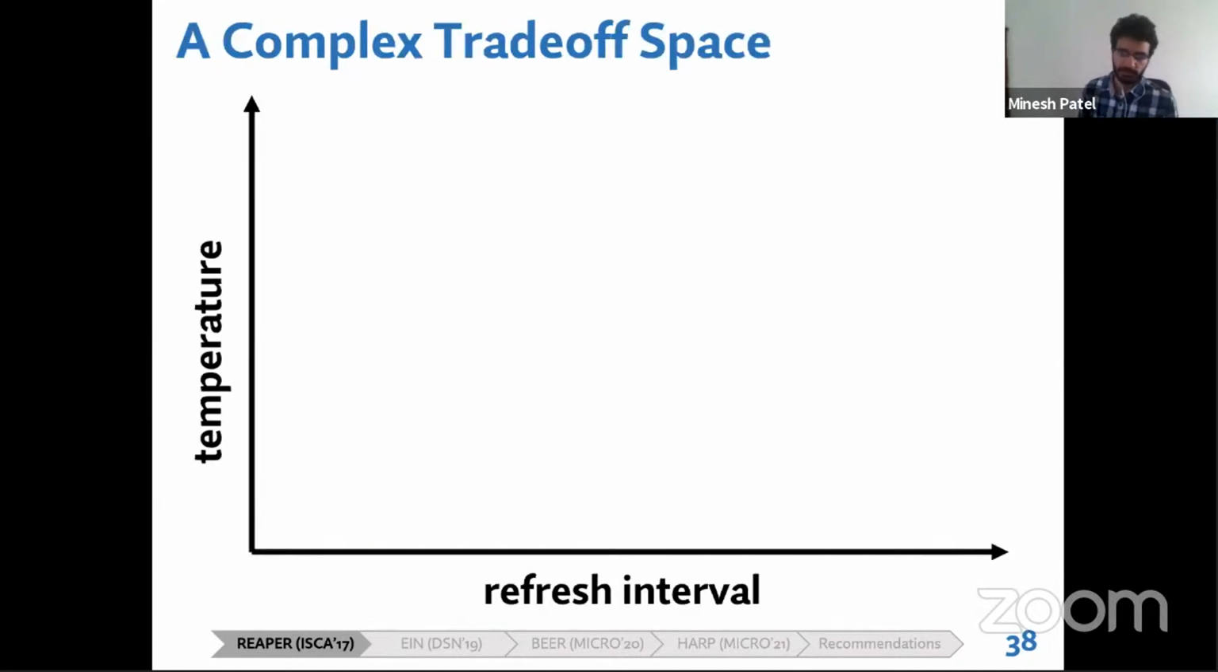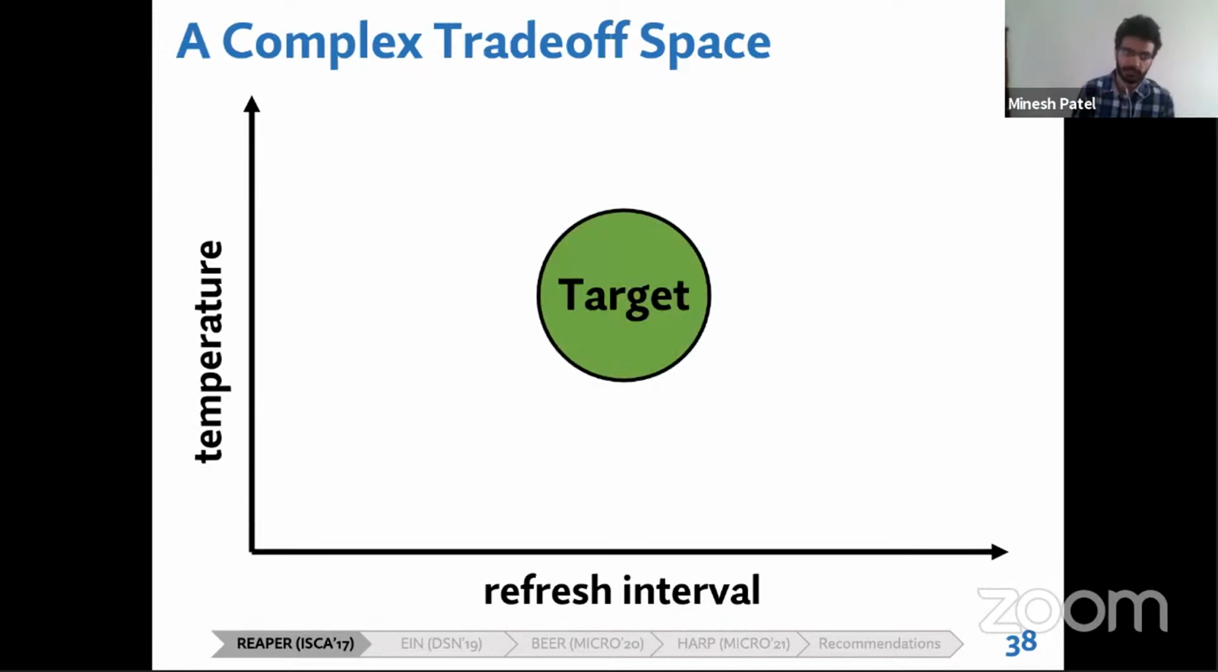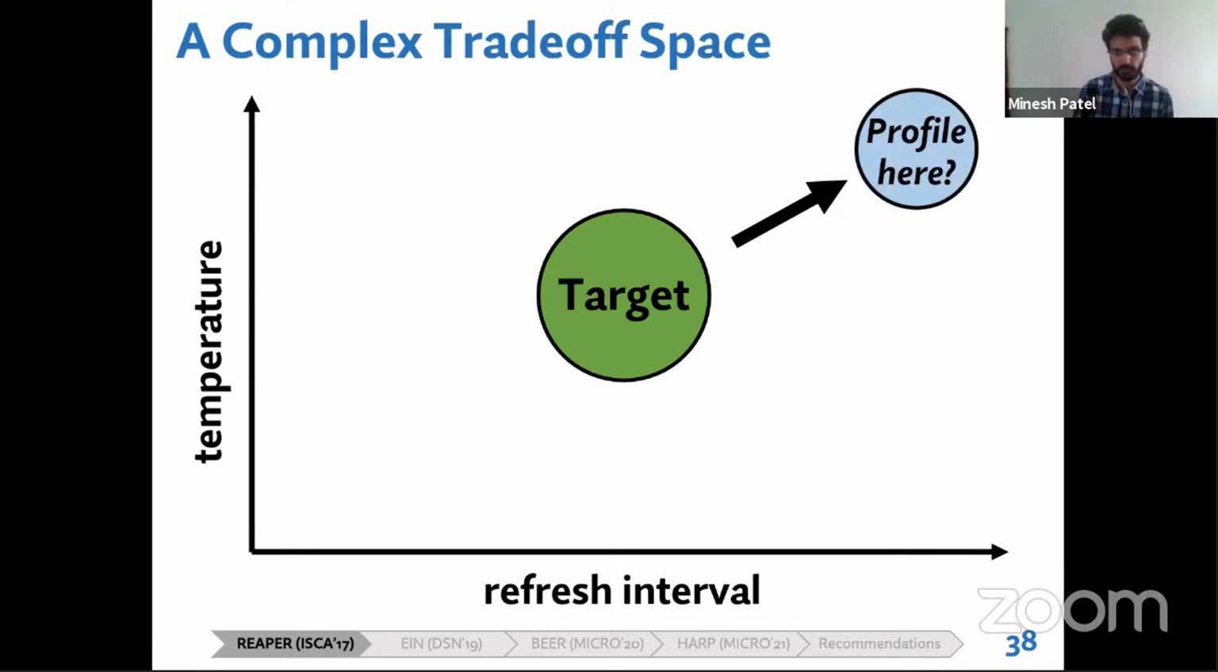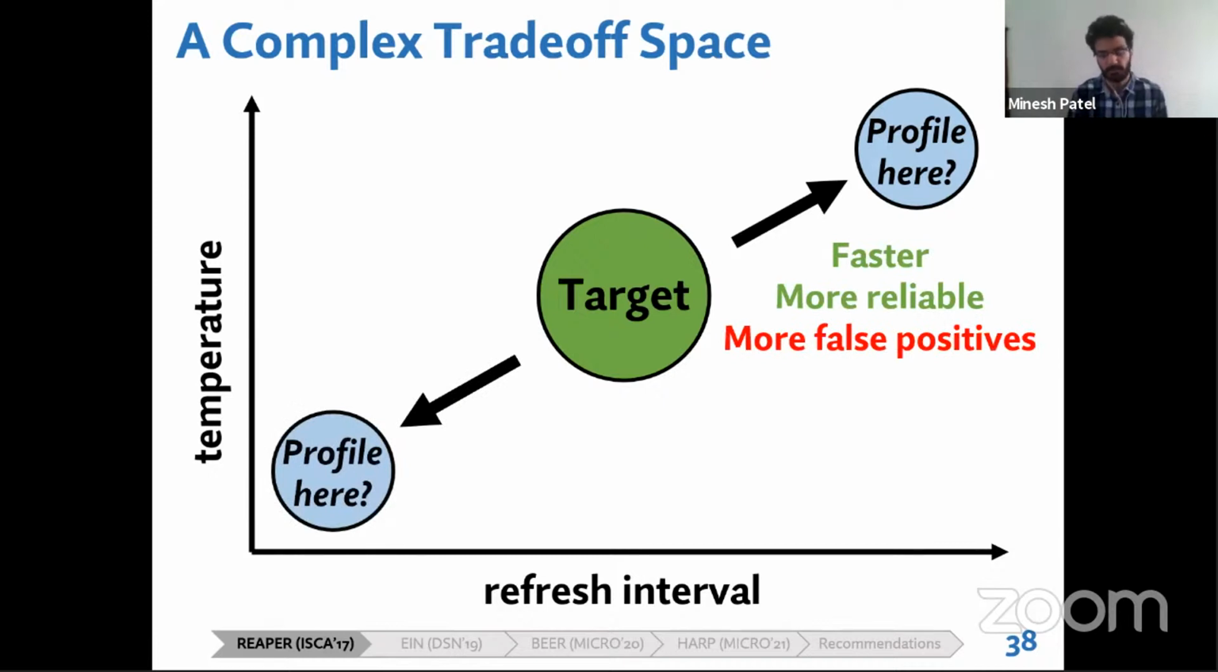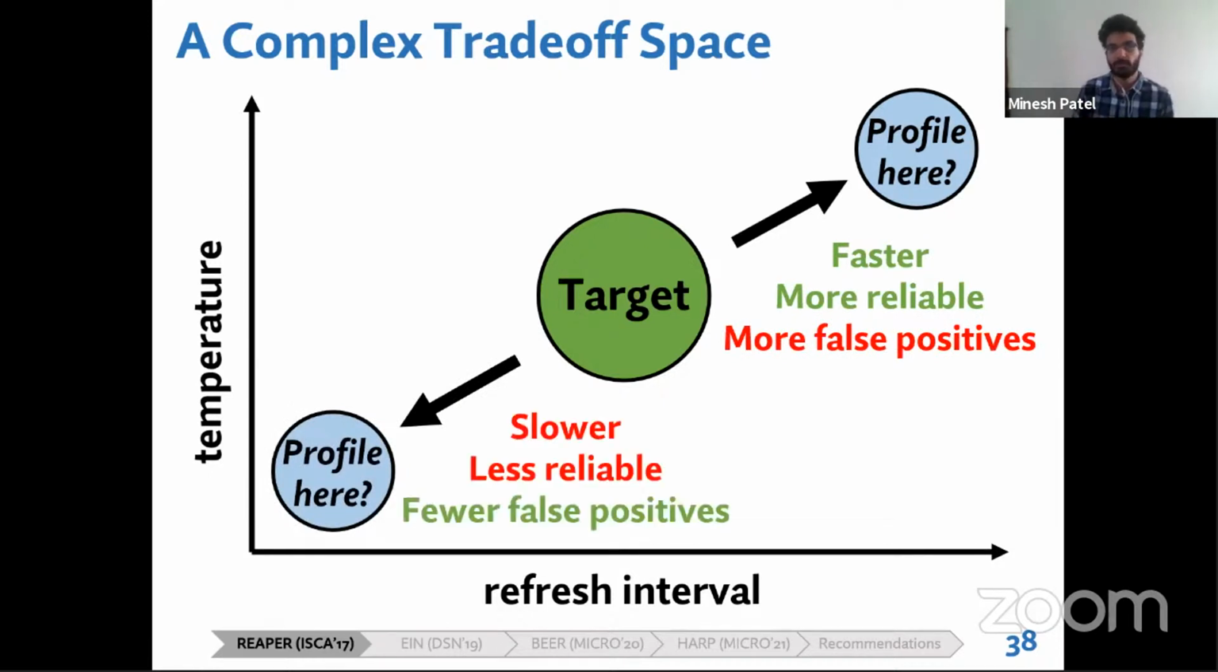And so here's a graphic to represent the choices that we have in reach profiling. So we identify a set of target conditions at which we want to operate, and we have a choice as to what conditions we can profile at. For example, if we profile at an increased temperature or refresh interval, we can profile faster and more reliably, but we incur false positives. In contrast, if we profile at a lower temperature or a lower refresh interval, we'll profile more slowly and potentially less reliably, but we'll identify fewer false positives, if any. And so this essentially represents that there's a complex trade-off space surrounding profiling.